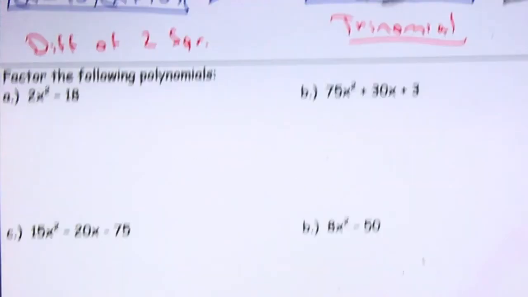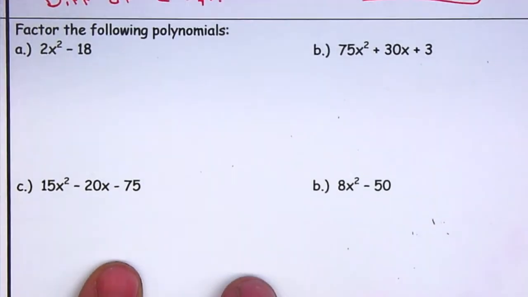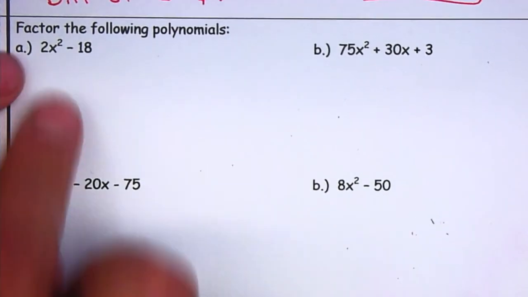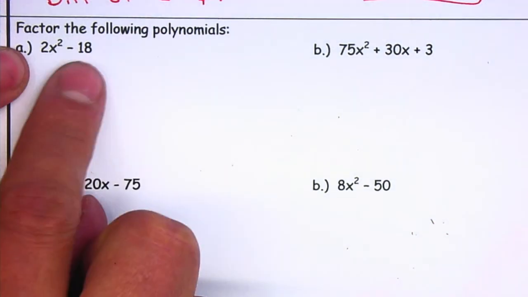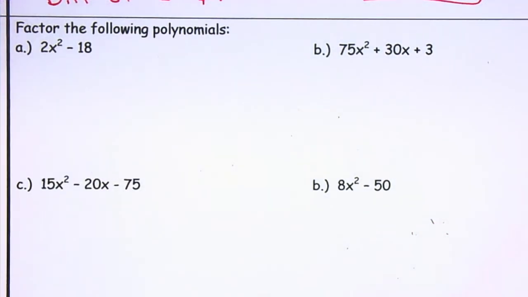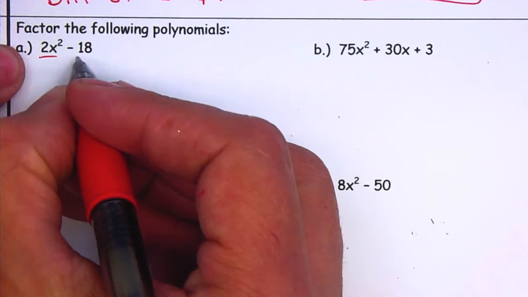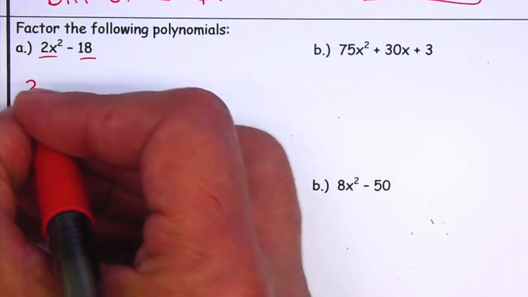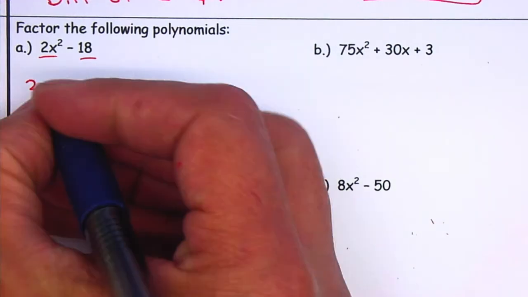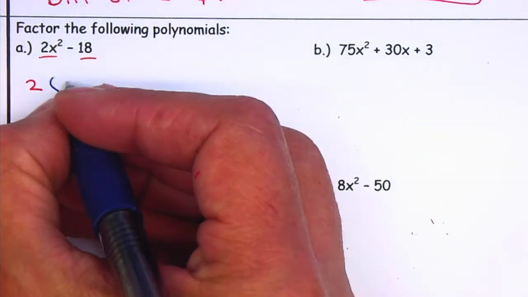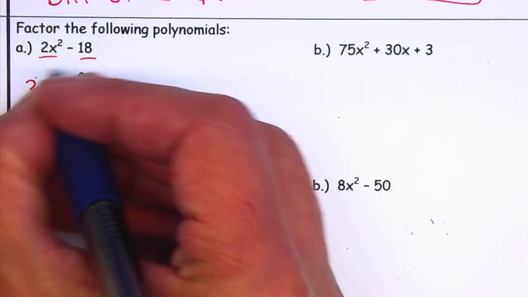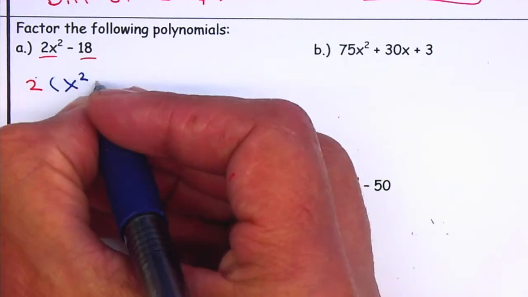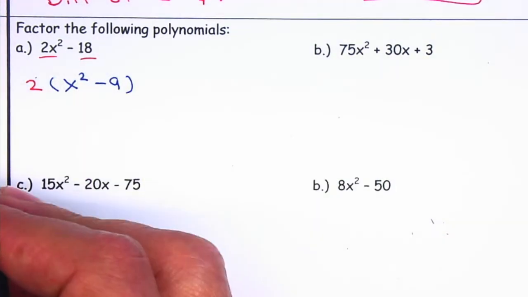On example number 2, we're going to go through the same process, but before you start with the double parenthesis, you need to take out the common factor. One number divides 2 and 18. What number can I take out? I can factor out 2, and then what's left? 2 multiplied by what gives me 2x squared will give me x squared. 2 multiplied by what will give me negative 18 will be negative 9.